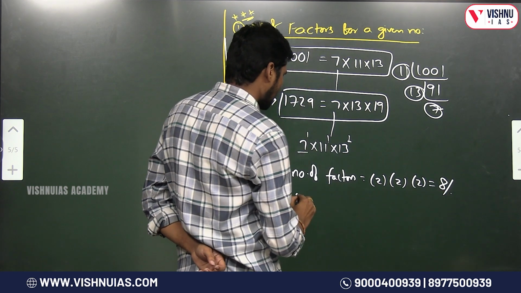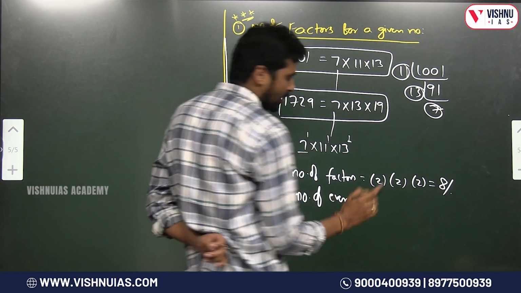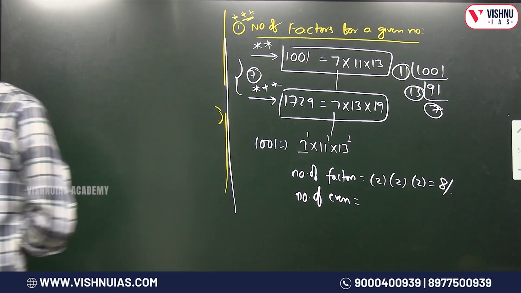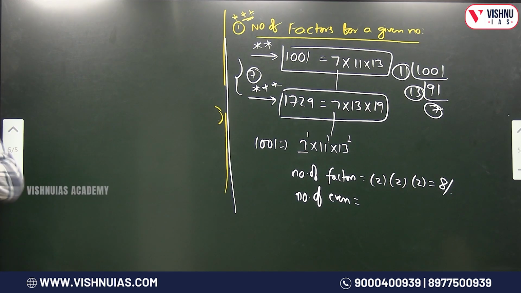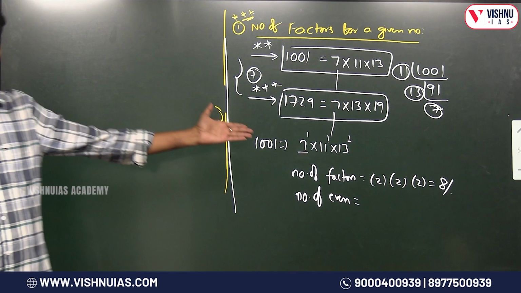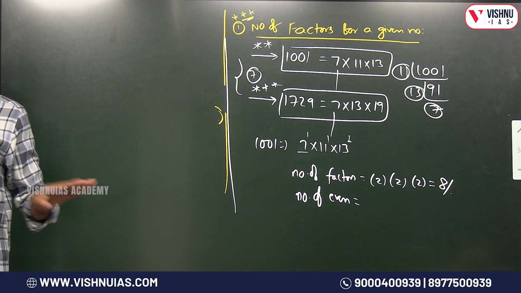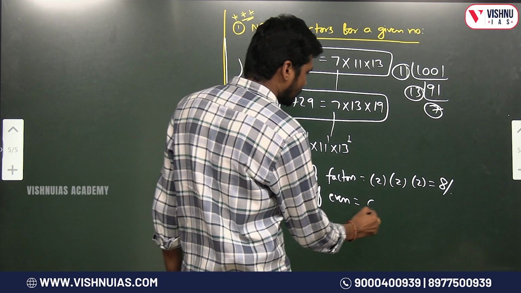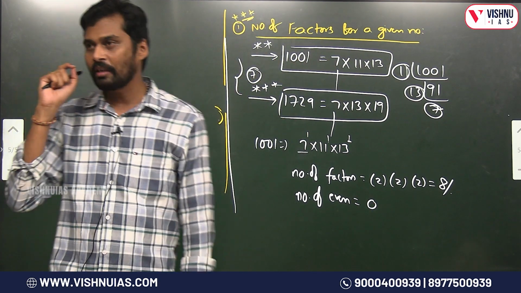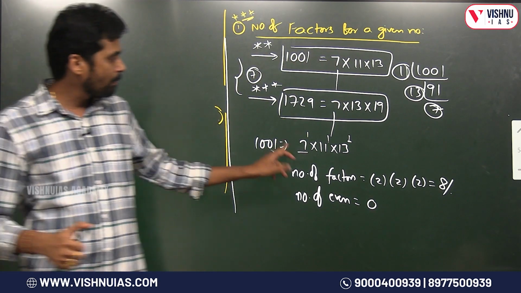Next, the number of even factors. What is the condition for the number of even factors? The power of 2 must be taken directly. But there is no 2 here. When there is no 2, the answer is 0, which means there are no even factors at all. So the number of even factors is 0. When you find the number of even factors, there must be a power of 2.